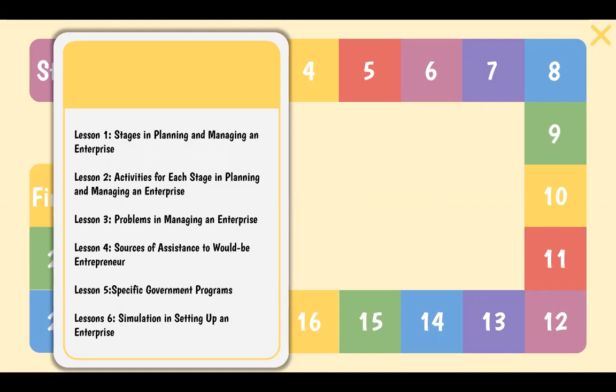Unit 2 comprises different lessons, such as Lesson number 1, Stages in Planning and Managing an Enterprise. Lesson number 2, Activities for each stage in planning and managing an enterprise. Lesson number 3, Problems in managing an enterprise. Lesson number 4, Sources of assistance to would-be entrepreneurs. Lesson number 5, Specific government programs. Lesson number 6, Simulation in setting up an enterprise.